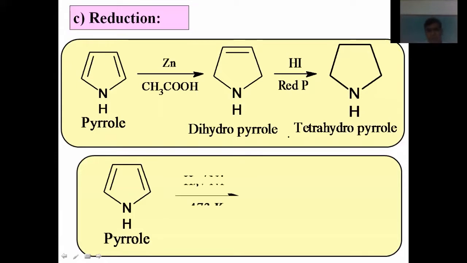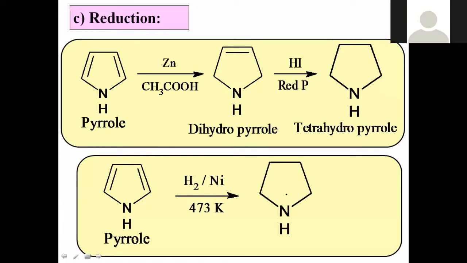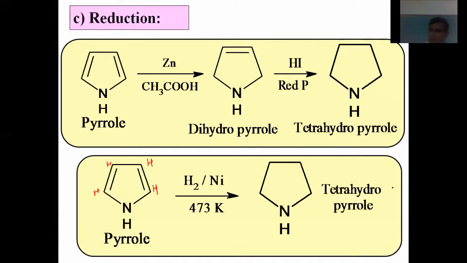Yes, pyrrole, when treated with the hydrogen gas in presence of nickel catalyst, that reaction is carried out at temperature 473 degrees Kelvin. This is called hydrogenation. In presence of nickel catalyst, that pyrrole undergoes hydrogenation, and here totally 4 hydrogen atoms, means 2 H2 molecules participate in the reaction. Addition of 4 hydrogens takes place to the 4 carbon atoms, and we get a fully saturated compound. And this is nothing but again tetrahydropyrrole, and this is just an example of reduction.